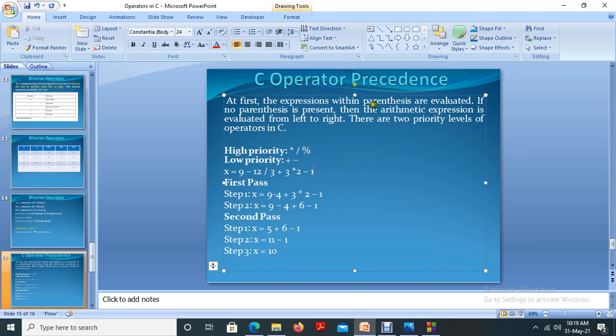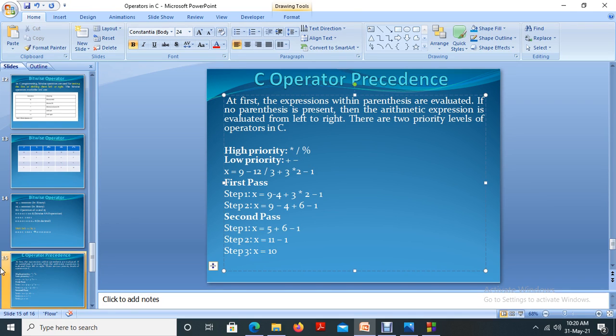At first, the expressions within parentheses are evaluated. If no parenthesis is present, parenthesis in the sense brackets, then the arithmetic expression is evaluated from left to right. There are two priority levels of operators in C. Star, slash, and modulo operator have the highest priority, plus and minus having the lowest priority.